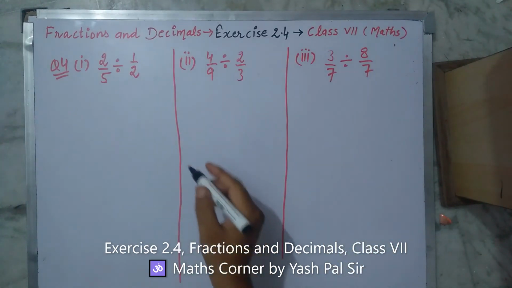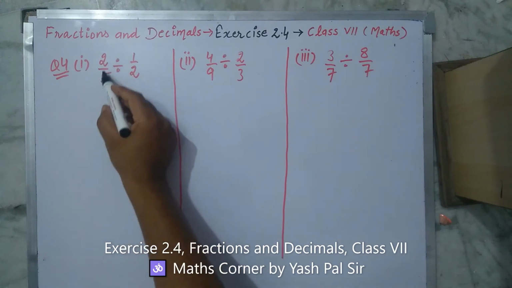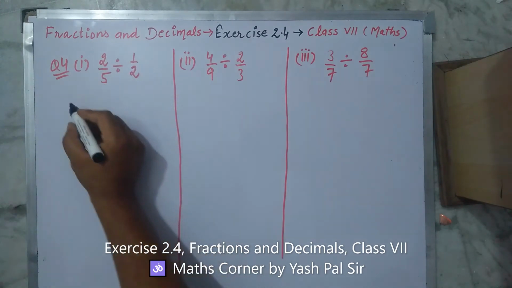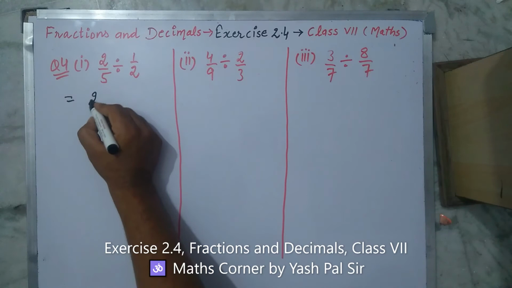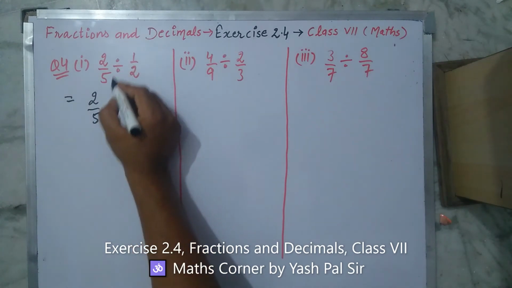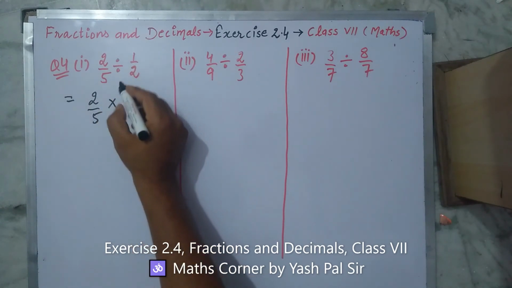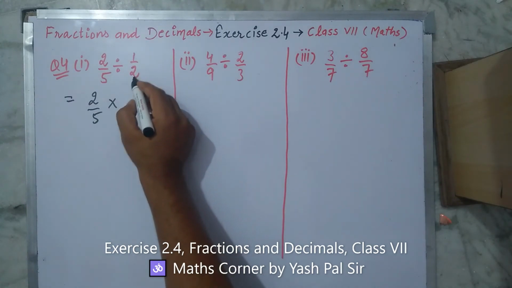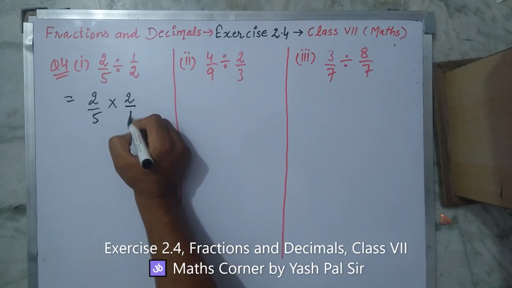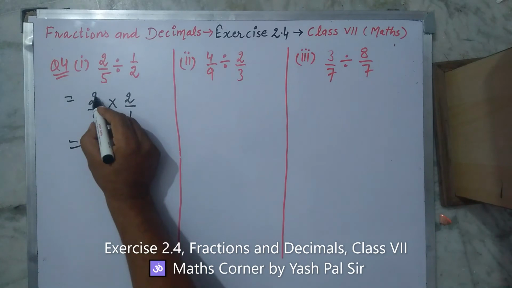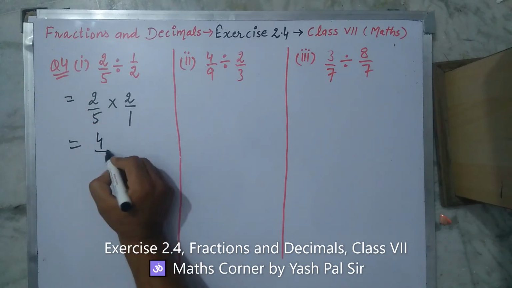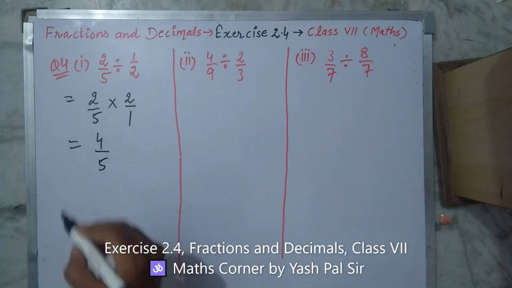Now coming to question number 4, first part, 2 upon 5 divided by 1 by 2. This means 2 by 5, divide means multiplication. 1 by 2, its reciprocal is 2 upon 1. So answer is 2 into 2, 4, 5 into 1, 5.